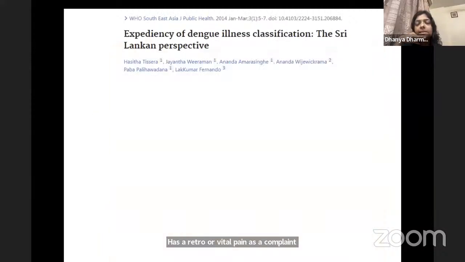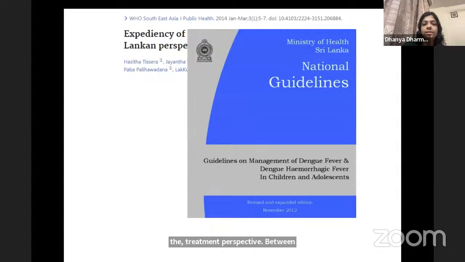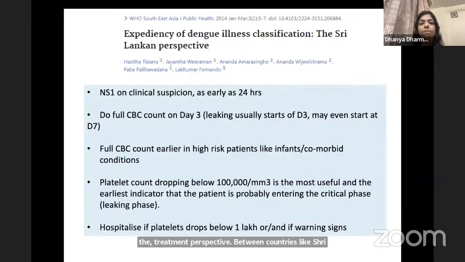And there is a difference of opinion about the treatment perspective between countries. Like the Sri Lankan perspective is a bit different, so I shall be talking about it. They have dengue centers where there has been zero mortality for many years, and they have a database of 60,000 patients, right from neonate to 100 years of age.